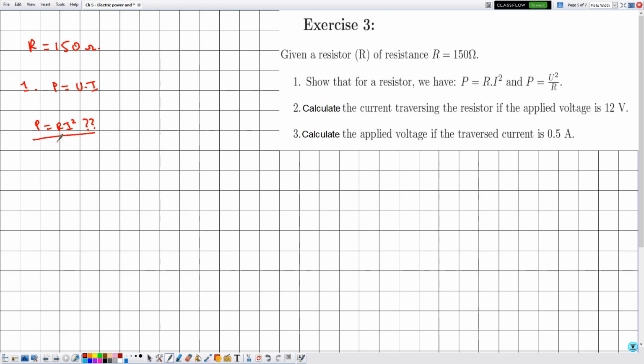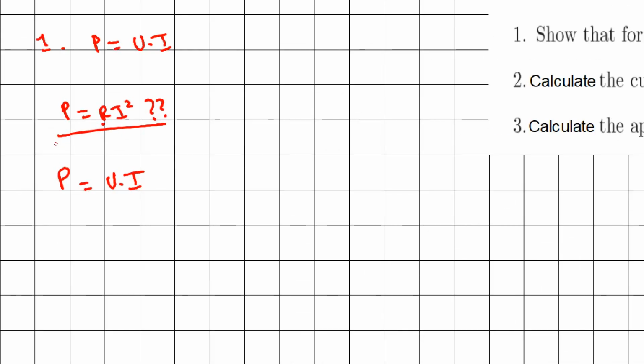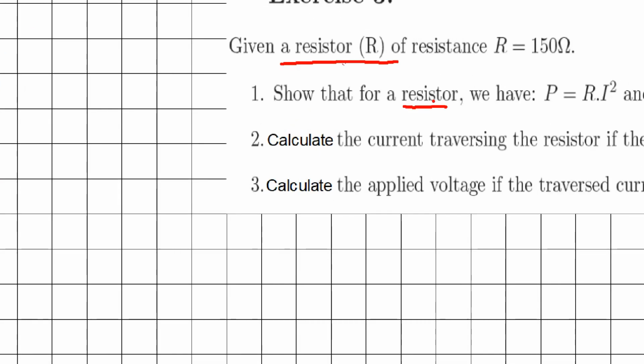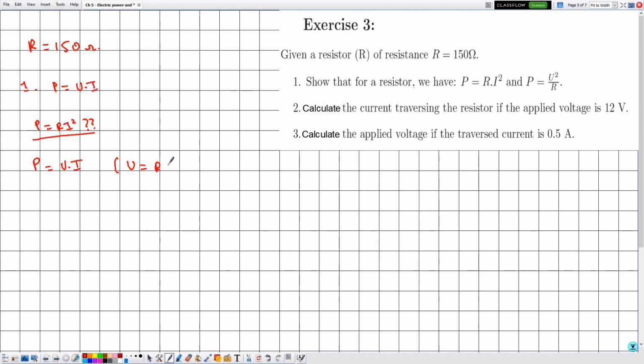So in order to prove this relation, we will start with P is equal to U multiplied by I. Now notice that here the resistance R appears in the equation, and we need to get rid of U, and this can be done using Ohm's law. We can apply Ohm's law because the given electric component is a resistor R. Then U is equal to RI. Replacing U by R multiplied by I and getting rid of the brackets will give us RI square. Then P is equal to RI square.